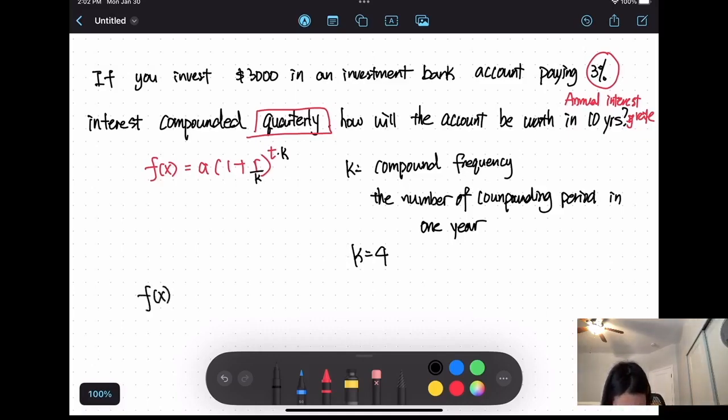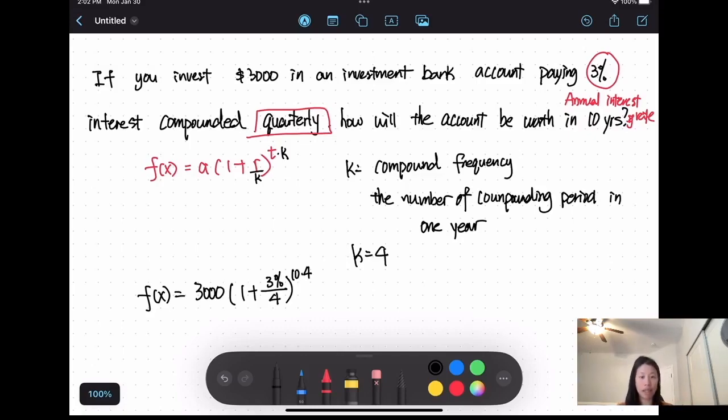We have f(x) equals a. You initially have $3,000 in your account, and your interest rate is 3%. You compound 4 times a year, and the exponent is t times k, so you compound over 10 years. In total you are compounding 40 times over this 10-year period. So that's how that works.